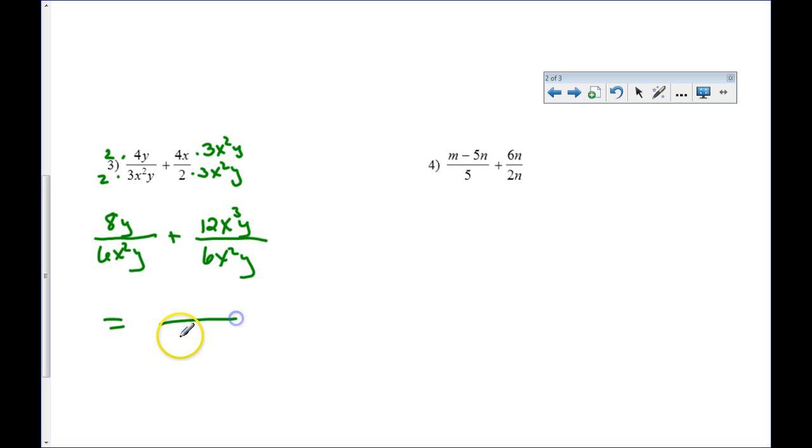Okay, now we can add them together. We finally have a common denominator. So 8y plus 12x to the third y. Can I put those two together? Really? No. So I'm just going to have to write them out on the top, on my numerator. And that would be my answer.